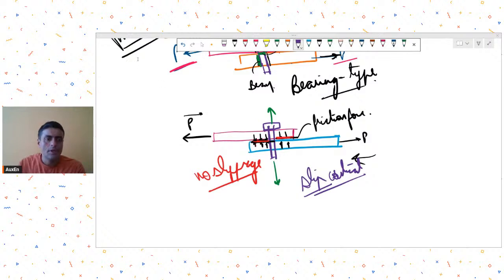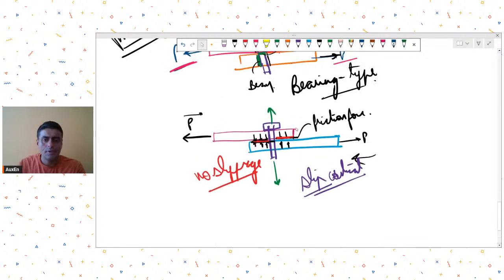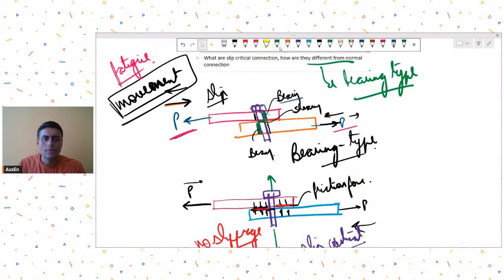Now, usually we don't provide these slip critical connections everywhere, because number one, it requires very skilled labor, since you have to pre-tension the bolt. By how much you need to pre-tension the bolt, you need a torque wrench for it, and then calibrated torque has to be applied to the bolt. Plus you have to prepare the surfaces for friction type.